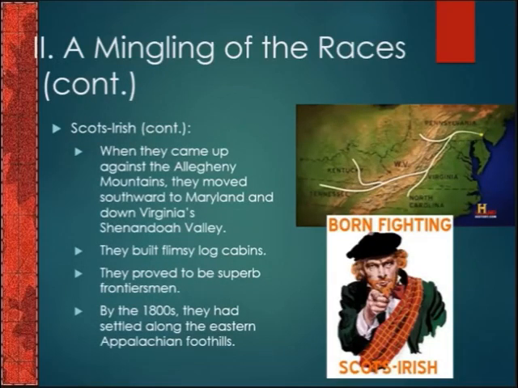But conflict followed the Scots-Irish, or at least they brought conflict with them as they attempted to squat in Native American territory. The tribes of the West pushed many of these rough-and-tumble settlers southward into the Shenandoah Valley, which is in present-day West Virginia, and from there into the backwoods of North and South Carolina. The ramshackle cabins the Scots-Irish built speak to their nomadic experience in the 18th century.